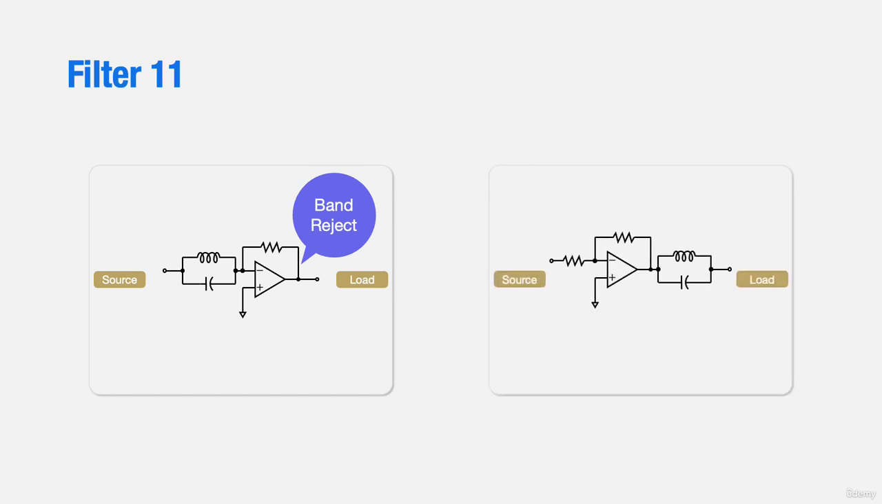So, what type of filter does the circuit on the right represent? The circuit functions as a band reject filter since the output path acts as an open circuit at its resonant frequency.